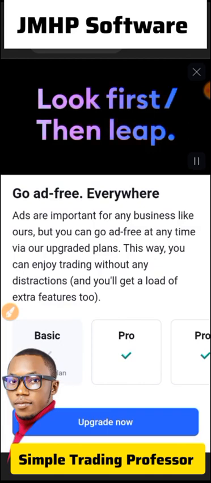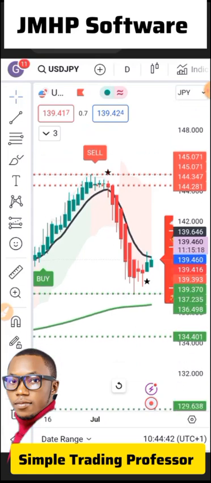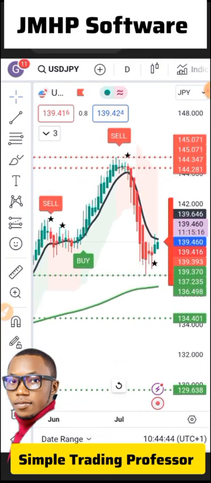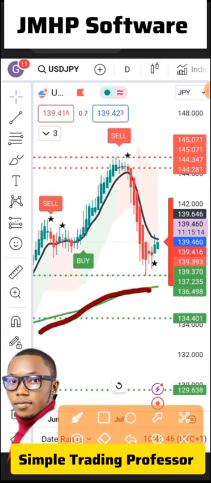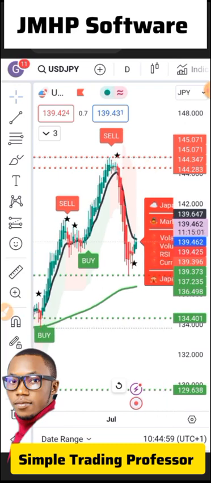Now the third component we have there is the 200 moving average, which is this green line you're seeing here. What is the 200 moving average? Based on your time frame, the 200 moving average will tell you if it's a downtrend and also if it's an uptrend.